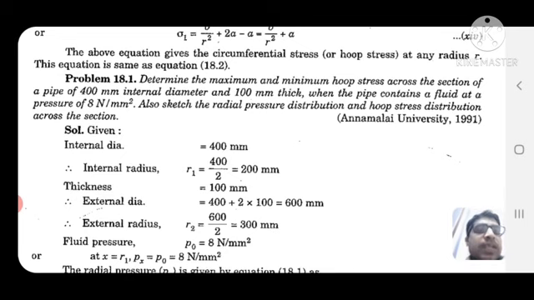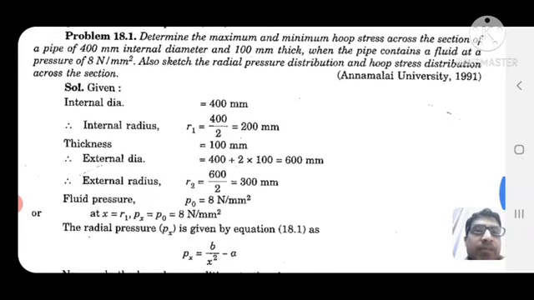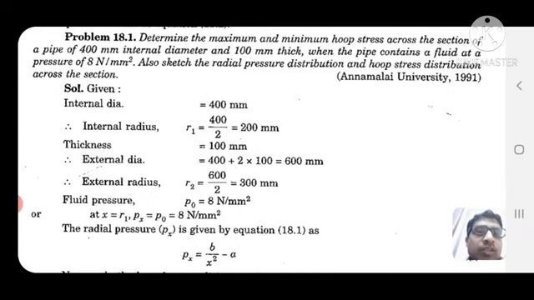First, determine the maximum and minimum hoop stress. Internal diameter is equal to 400 millimeter, so internal radius R1 is equal to 400 by 2, that is 200 millimeter. Thickness is equal to 100 millimeter. External diameter is equal to 400 plus 2 into 100, that is 600 millimeter. External radius R2 is equal to 600 by 2, that is 300 millimeter. Fluid pressure P0 is equal to 8 Newton per millimeter square.